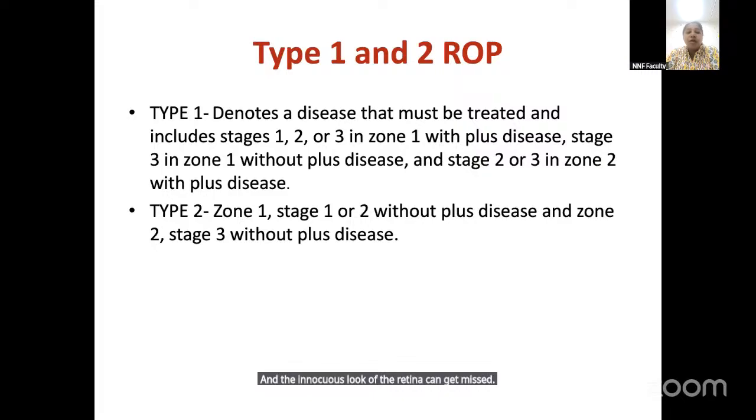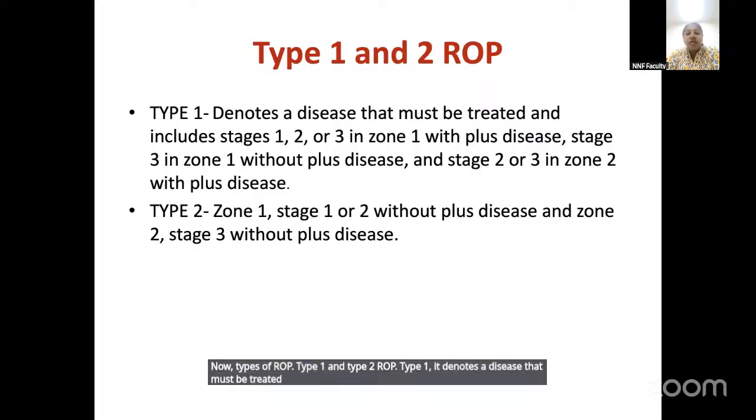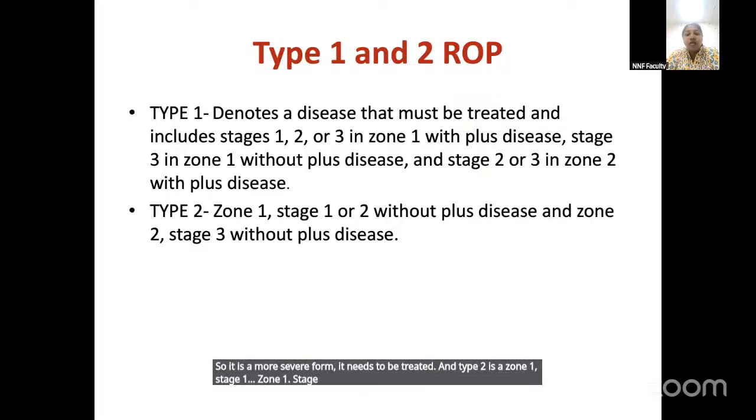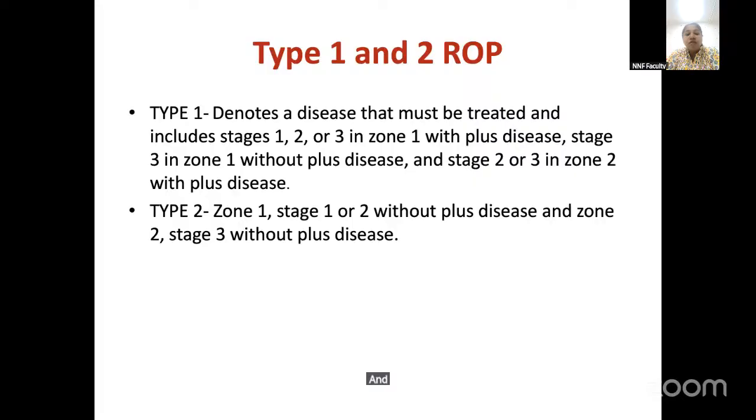Now, types of ROP, type 1 and type 2 ROP. Type 1 denotes a disease that must be treated and includes stages 1, 2, or 3 in zone 1 with plus disease, stage 3 in zone 1 without plus disease, and stage 2 or 3 in zone 2 with plus disease. So it is a more severe form and needs to be treated. And type 2 is zone 1, stage 1 or 2 without plus disease, and zone 2, stage 3 without plus disease.